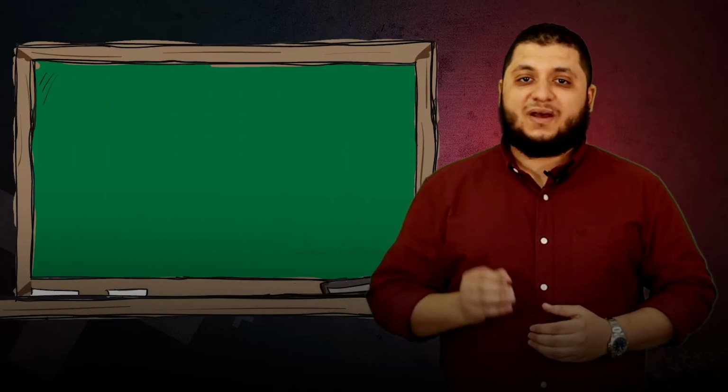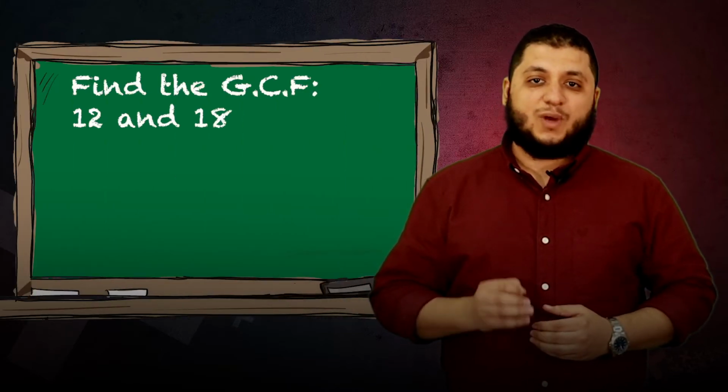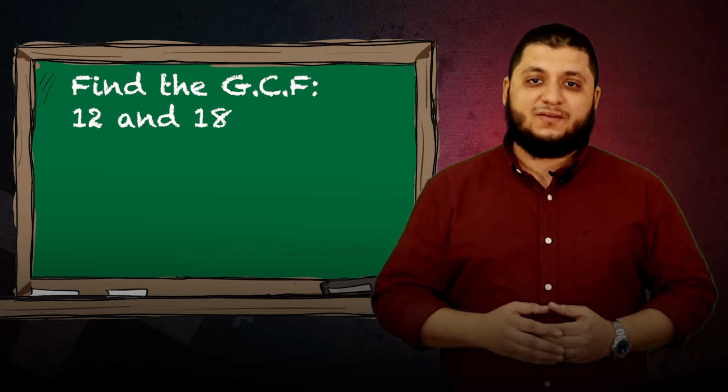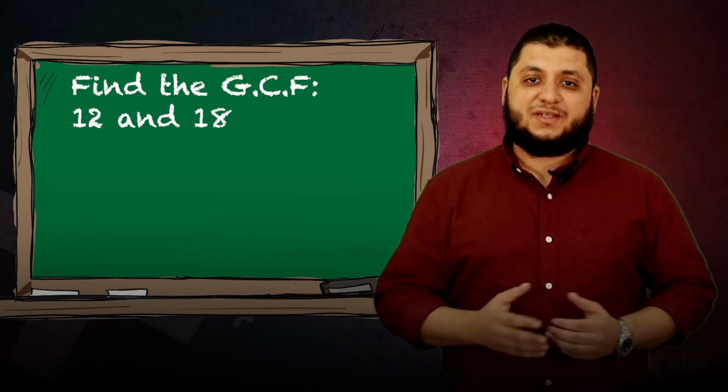First way, by listing factors. For example, find the greatest common factor between 12 and 18. In this case, we have to write all factors of 12 and write all factors of 18.